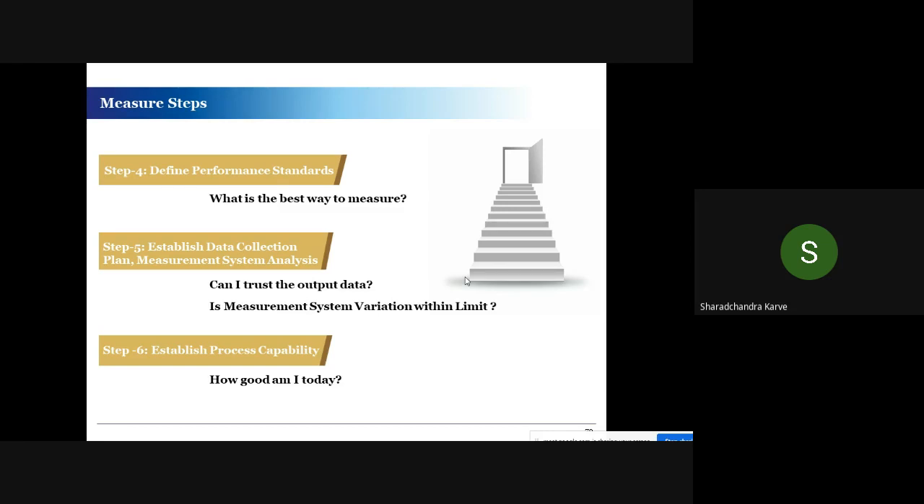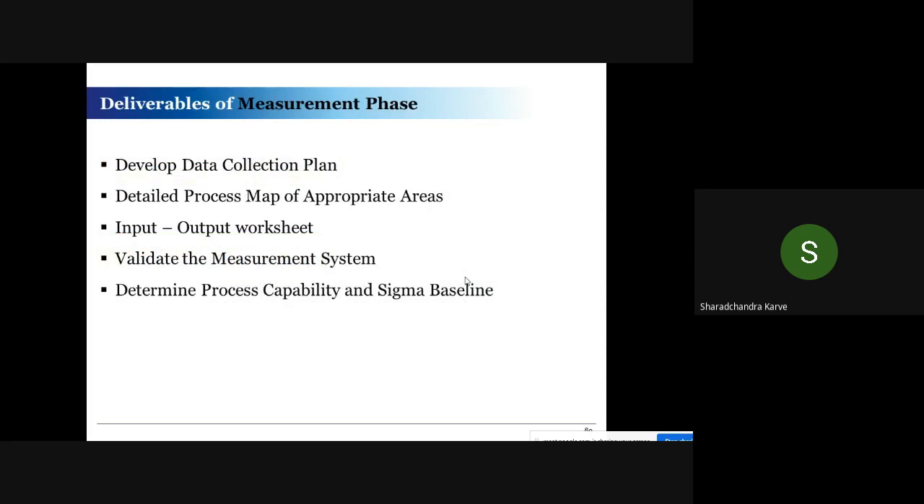So let us move to the first step. Next slide, please. What are the deliverables of the measure phase? Develop a data collection plan. Suppose you are not measuring any data, and you are talking about cycle time reduction. It may happen that the transactional process has several steps, and you are not capturing that data from a system. Because you have to reduce the cycle time, you will want to understand how much time is taken at each step.